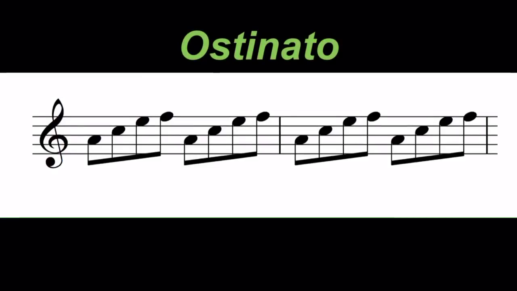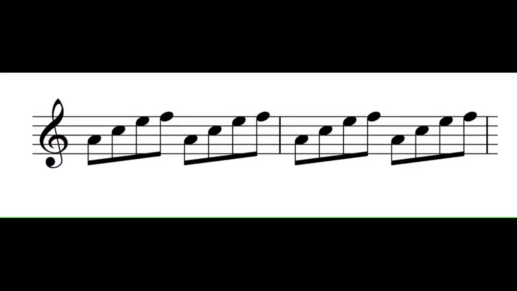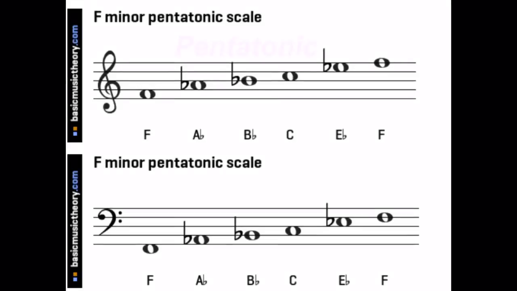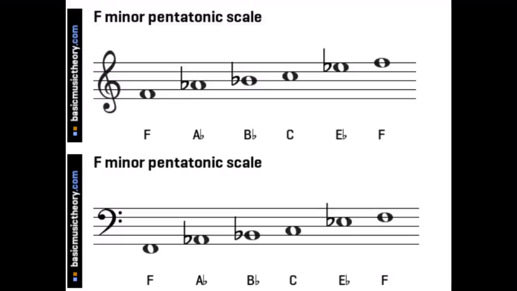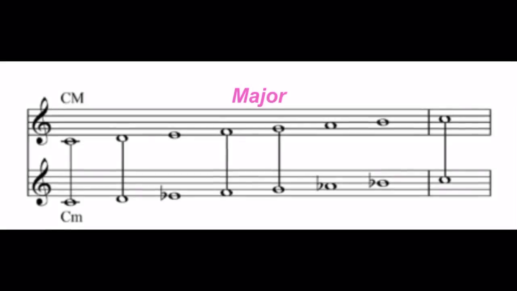Next, we have ostinato. An ostinato is a motif that repeats as long as the composer wants. So essentially, you'll hear a melody, and it'll just keep repeating over and over. Next, we have pentatonic. Penta meaning 5. It's a 5-note scale. So next we have major and minor keys. Major and minor keys determine the character of a piece. Usually a major key will sound happy, while a minor key will sound sad.